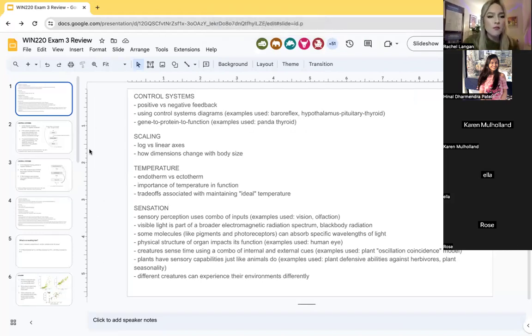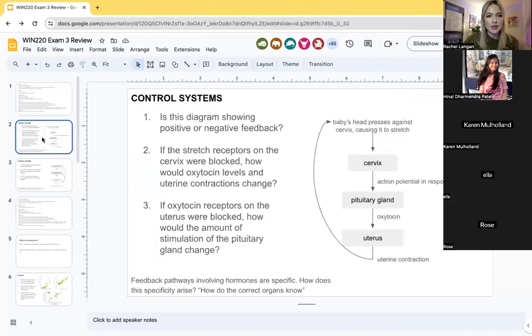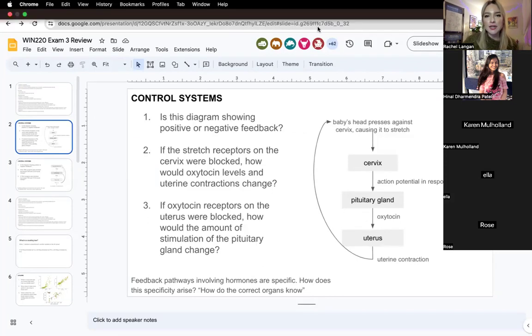Okay, so here's the list of topics that are going to be on the exam according to Jake, and then I based my review off of what's going to be on the test. So the first topic is control systems. For control systems, you want to be prepared for first knowing what positive versus negative feedback is and being able to recognize it if you're given a diagram.